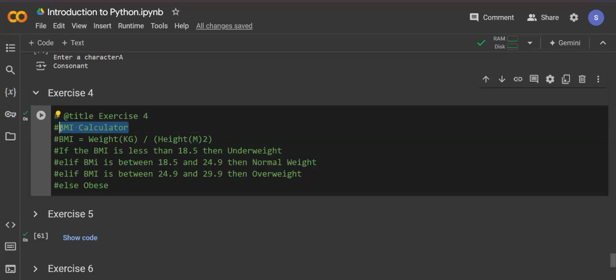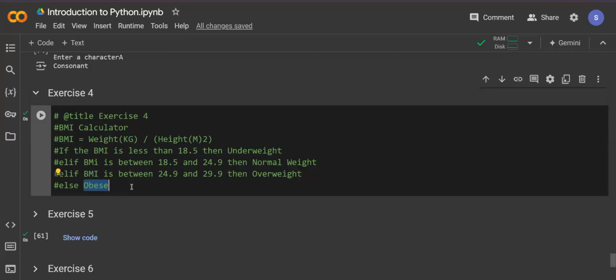So if this value is less than 18.5, then it is considered underweight. If it is 18.5 to 24.9, then it is normal weight. If it is 24.9 to 29.9, it is overweight. Else it comes under obese. Okay. This BMI calculator is very, very important in the health department. So let us build a BMI calculator.